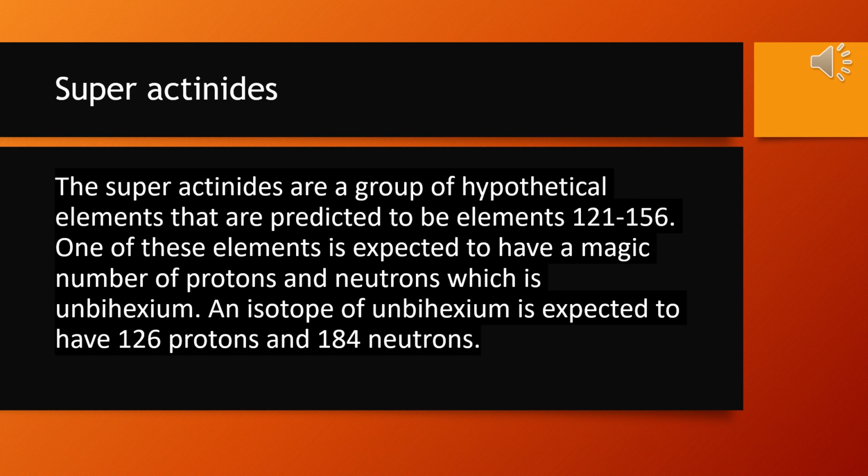Superactinides. The superactinides are a group of hypothetical elements that are predicted to be elements 121 to 156. One of these elements is expected to have a magic number of protons and neutrons, which is unbihexium. An isotope of unbihexium is expected to have 126 protons and 184 neutrons.